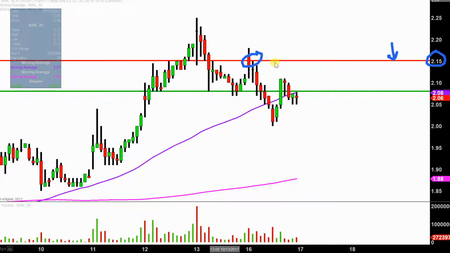So this is the key, I don't want to say overall level of resistance, because overall would be up here around 2.25, but I guess medium-term level of resistance that's definitely been confirmed, again, right there at 2.15, simply because of that opening day price action. Definitely confirmed there are sellers sitting up there.